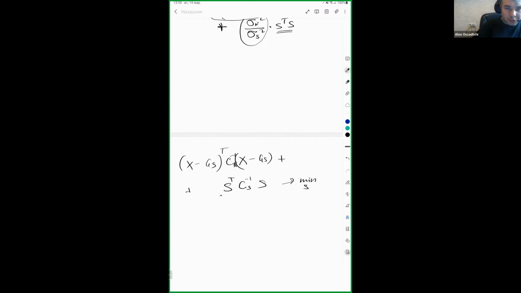Take the derivative with respect to s. So it will be Cn⁻¹ (x − Gs) multiplied by G transpose, right? Because you take this as a square, right? You take the derivative of this guy. Let's put 1/2 here in the very beginning, and then 2 times 1/2, so we don't have too many 1/2s. G transpose, okay? This is the derivative of this guy plus 2 times 1/2 Cs⁻¹ s, okay? This is the derivative. You want to make it 0.